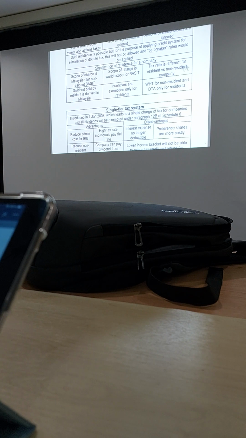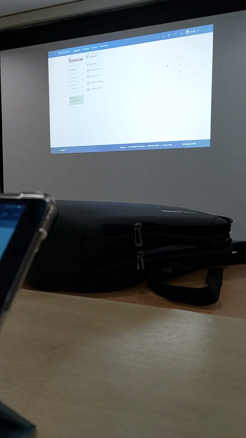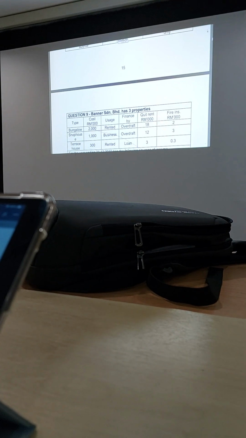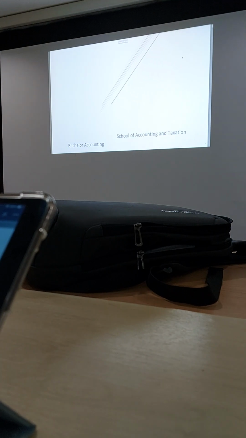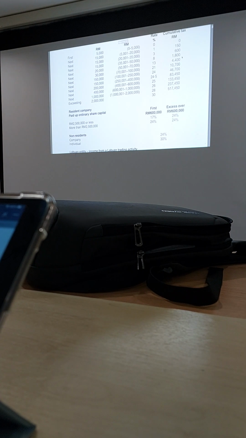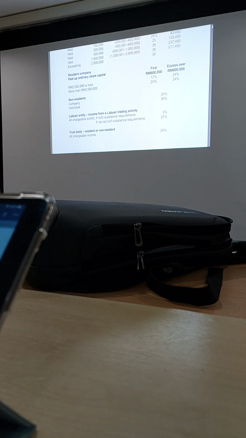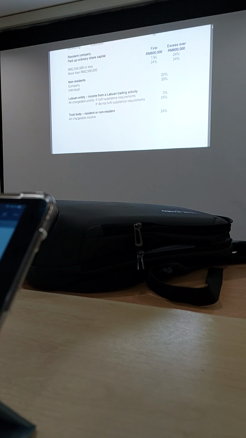Tax rate is different for resident and non-resident company. Resident company is 17 and 24. Non-resident is 24 flat. I think it's 24 flat. Let's double check. Is it 24 flat or 28? What was the resident rate just now? 17 and 24. Non-resident company is 24. You can see now, non-resident company is this rate. So basically it's the same rate.